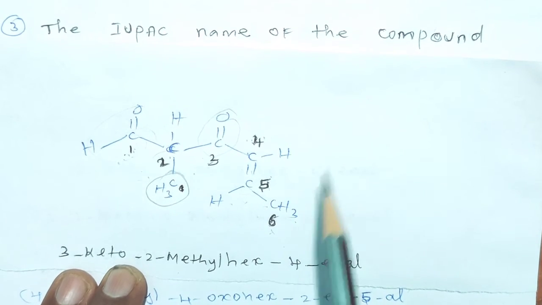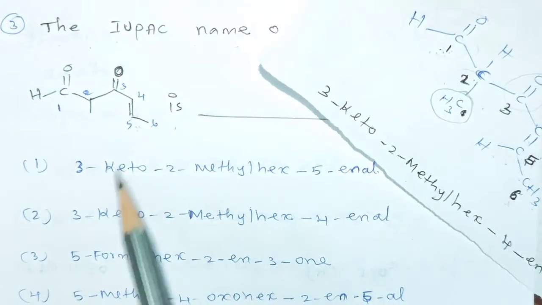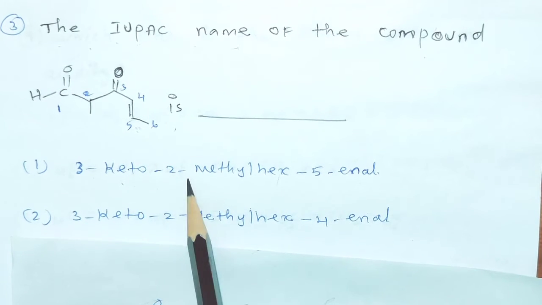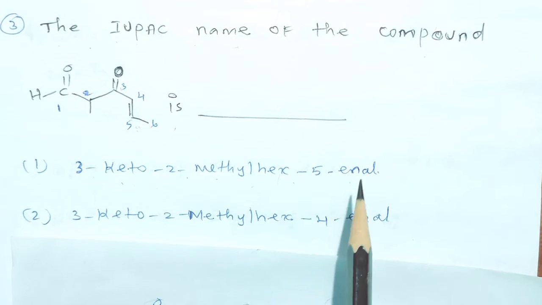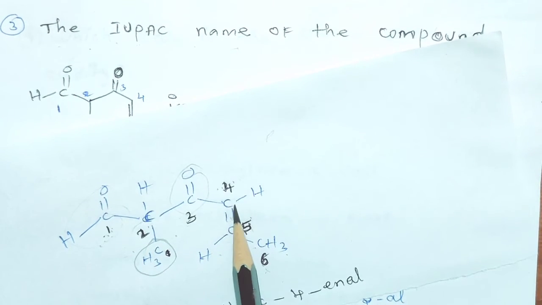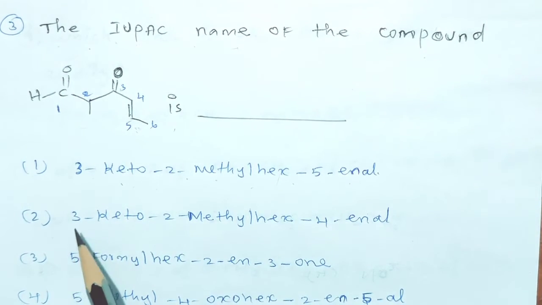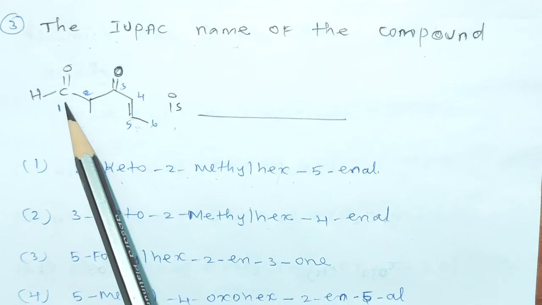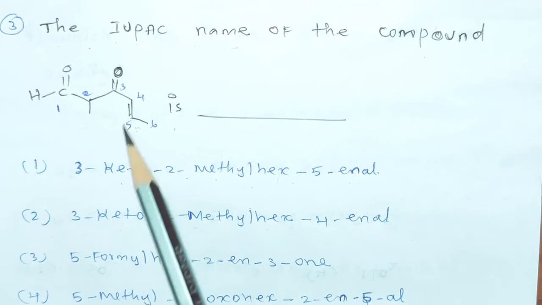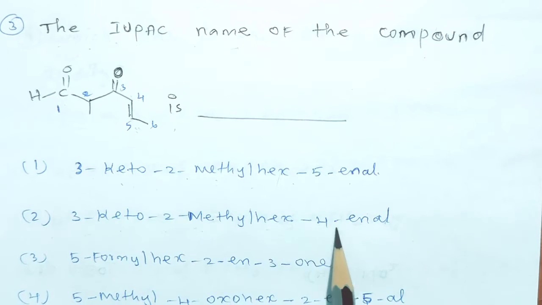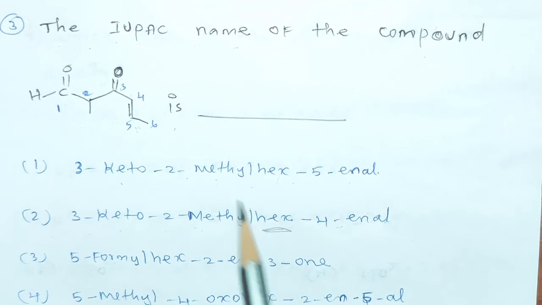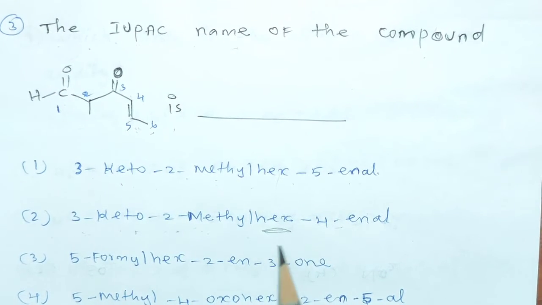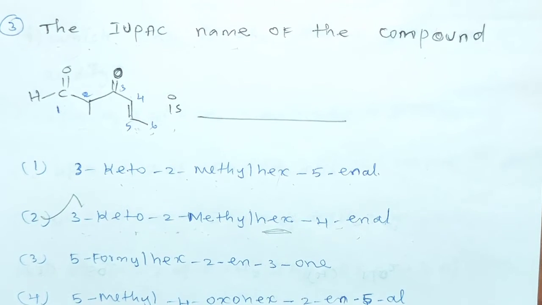Six carbons means hexa. So here 3-keto, 2-methyl, hexa-5-ene, but in the fourth position only the ene is present. You see the second option, 3-keto 2-methyl hexa-4-ene. The second carbon has a methyl, the third carbon has a keto, the fourth carbon has the ene. Hexa means six carbons are present. So 3-keto 2-methyl hexa-4-ene is the right option.